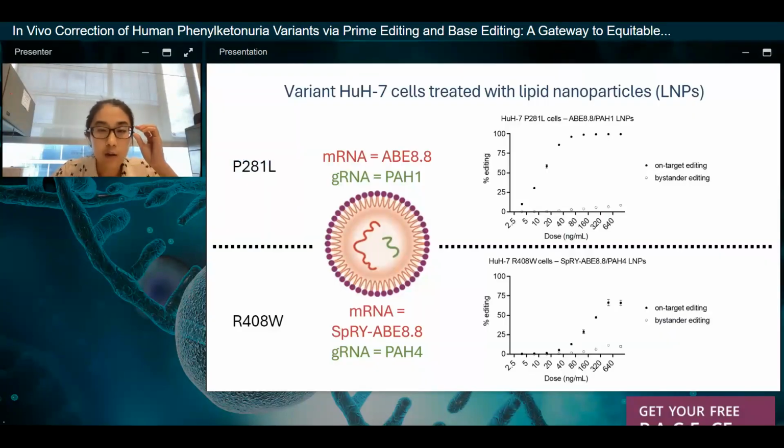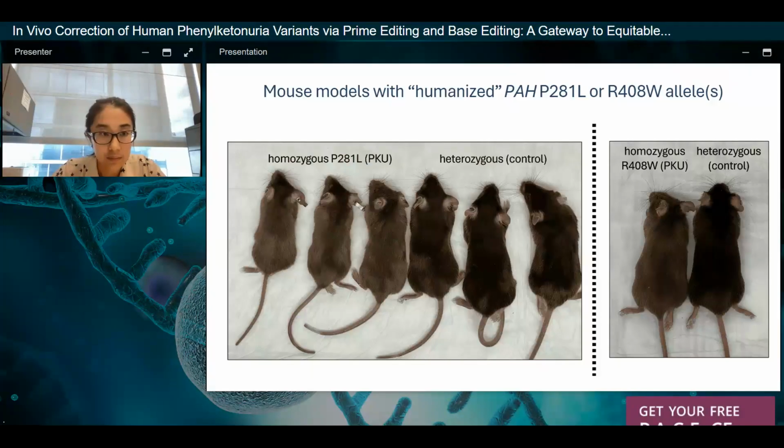We formulated LNPs encapsulating the editor messenger RNA and the guide RNA, and then treated the homozygous mutant cells. As you can see here, we achieved high level of on-target editing with minimum bystanders. Will it work in vivo? The only way to test that is to use an animal model that carries the mutation.